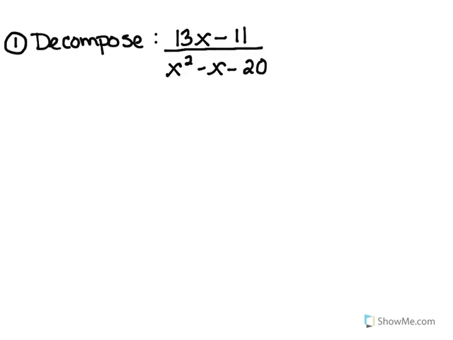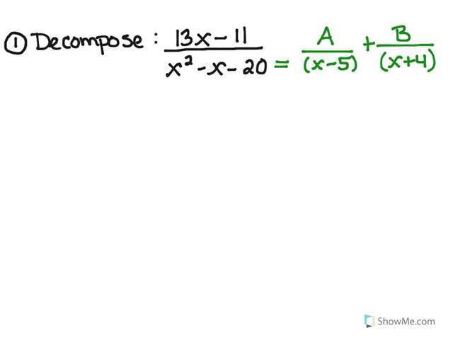Number one, we're going to decompose 13x minus 11 over x squared minus x minus 20. So the first thing we need to do is factor this. So when I factor this, I'm going to get x minus 5, and then I'm also going to get x plus 4. Now I'm leaving a little bit of space because I'm going to write this as the sum of two separate rational expressions. So I factored the denominator, and the factors of the denominator are x minus 5 and x plus 4. Since they're both linear factors, the top I just need constants. So I'm going to have a on top of one and b on top of the other.